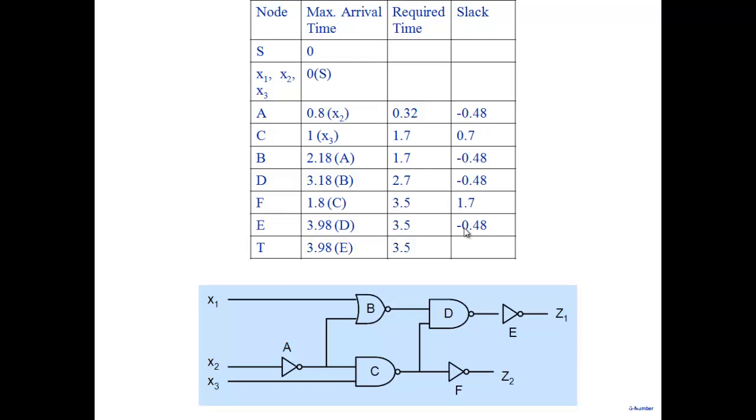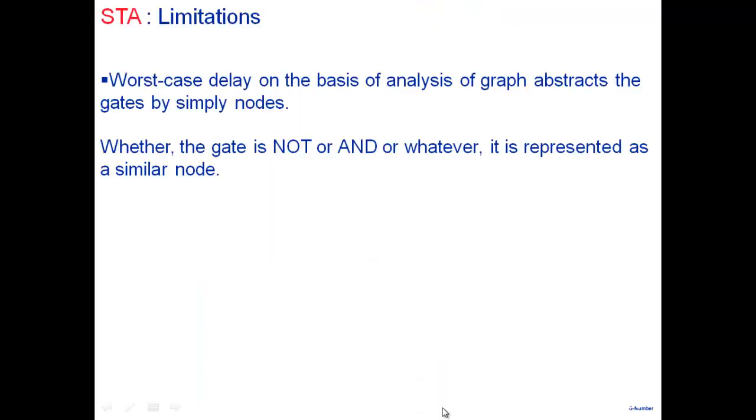But in our case, things are problematic, in the sense that we are not meeting the timing constraint here. The slack is minus 0.48 at this stage E. F is not a problem. Slack is positive, 1.7. So if you've used a very large inverter, you can go ahead and decrease its size, and still there would be no problem in your circuit. But anyway, let's come back here. Minus 0.48 here. So you can see the negative points in your circuit.